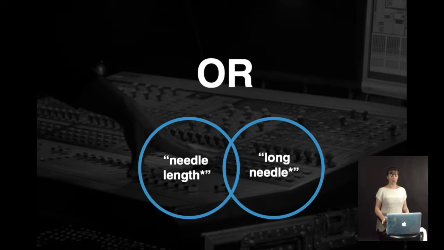So, or. Or is a command to the database that is used when you're combining synonyms, so words that mean the same thing or have the same importance in the context of your question, that same piece of your question. In this case, needle length and long needle. Don't really care which one you get. Either is fine, both are fine. So I want to combine those with or to get any article that has at least one of those two terms, if not both.